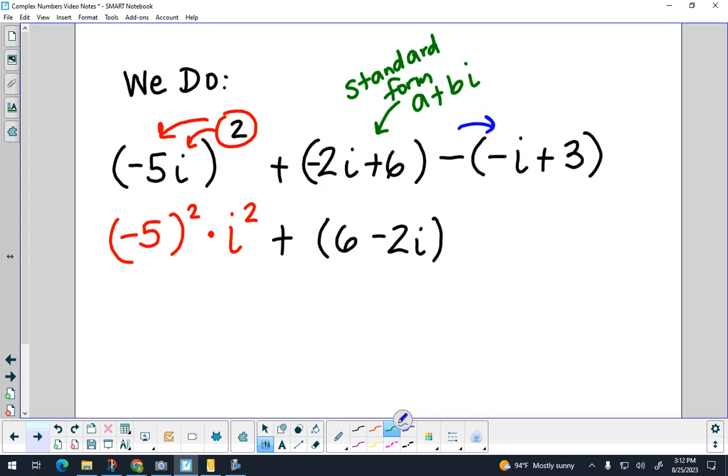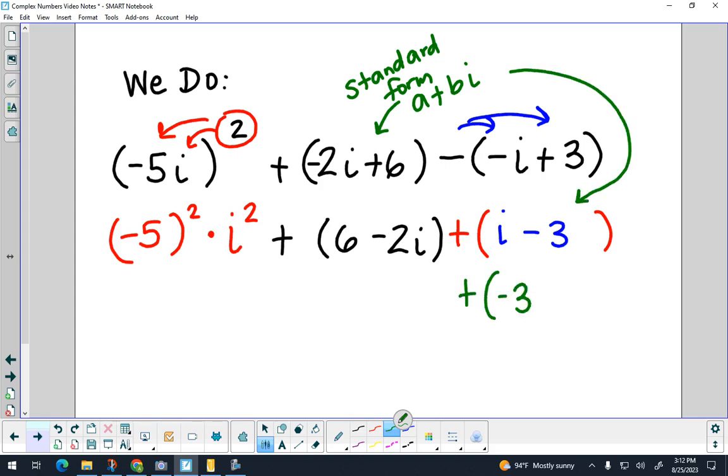And we need to change our signs, distribute that negative. So it's a lot going on in this problem. Remember, it's going to change to plus out here. And this is now positive I minus 3. But remember, we need it to be in standard form. So we need to change that as well to negative 3 plus I. Okay? So let me pause there because there's a lot going on. Process, pause.